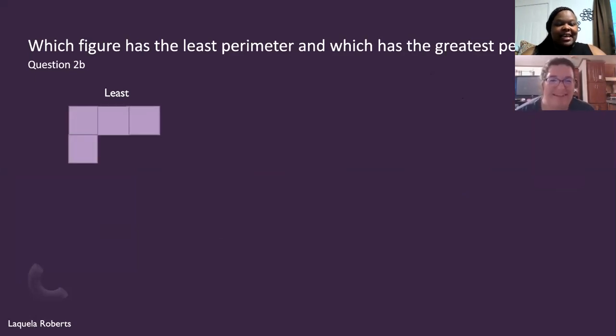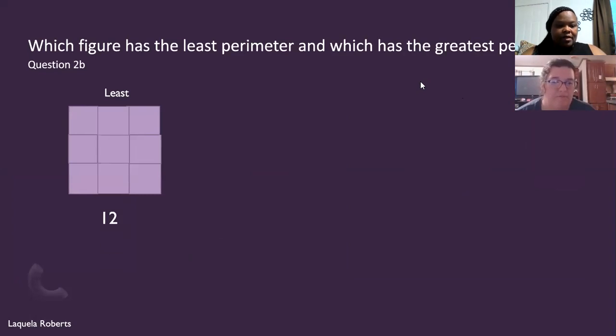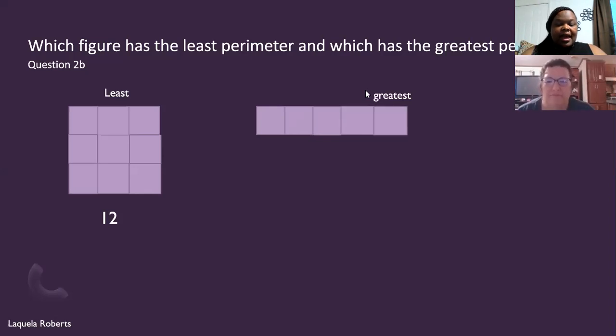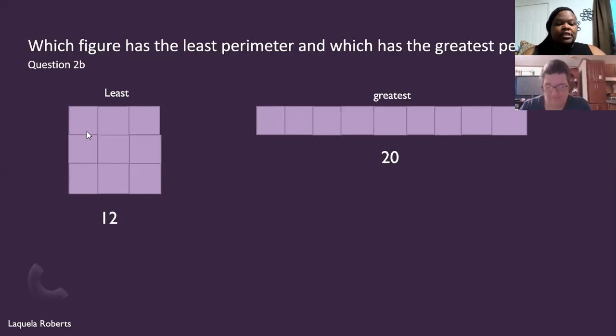So as we can see here, our least perimeter has 12. Okay. So that means our greatest one has to have, as we're counting, 20. So the greatest one is 20 and our least is 12. If you remember when Miranda just went back and did that and we saw all the numbers up here, this is where we got the numbers from. And that's how we figure out which one was the least and which one was the greatest.